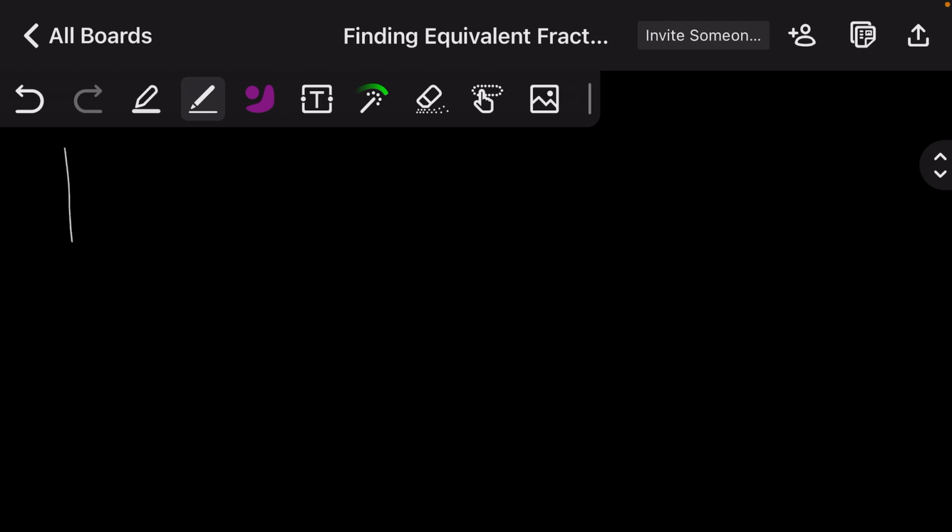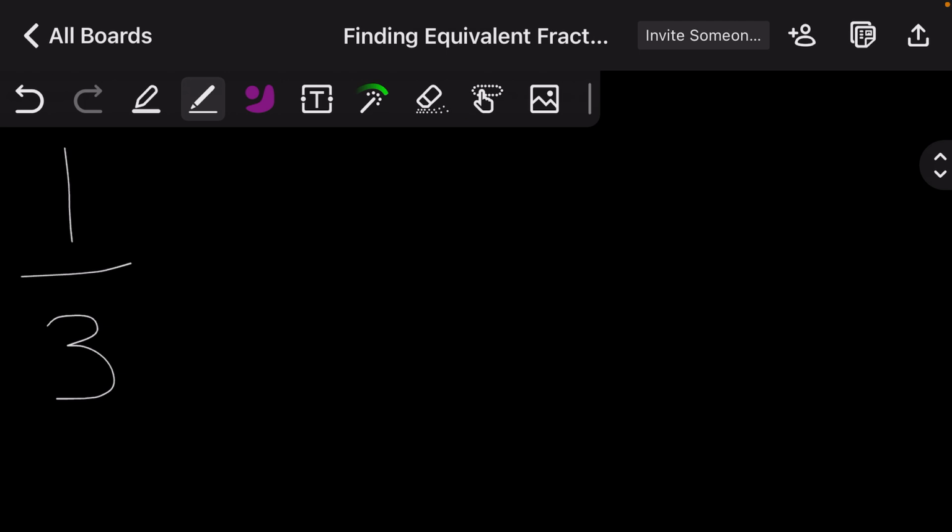So let's start with something like 1/3. If we have 1/3 as our starting fraction, you can't find an equivalent fraction if you don't have a fraction to begin with. What is the equivalent fraction equivalent to? We have to have a fraction that we start off with, right? So we want to find something equivalent to 1/3.